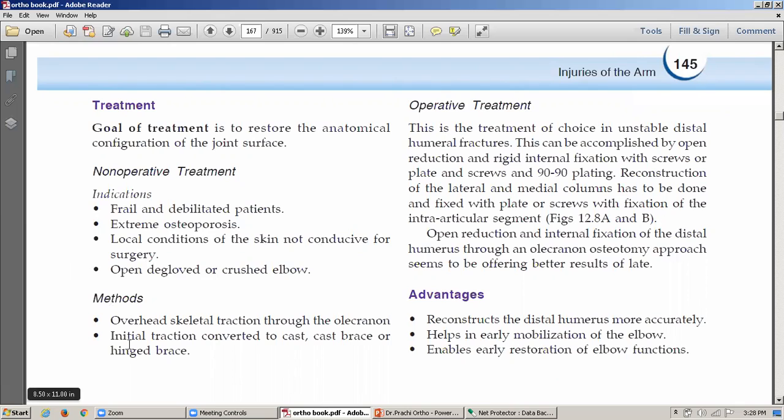The methods used are overhead skeleton traction through the olecranon, then the initial traction is converted to a cast brace or a hinge.